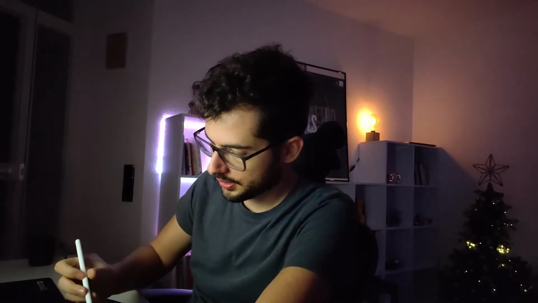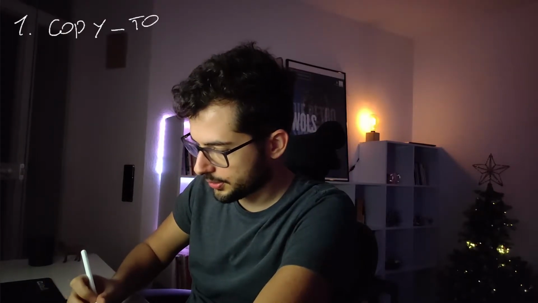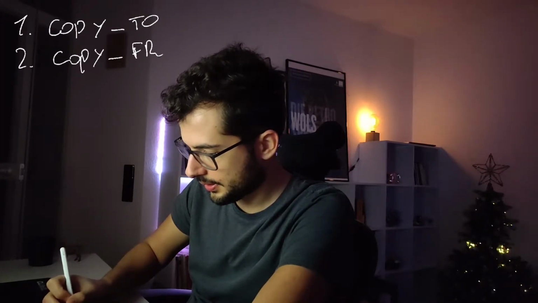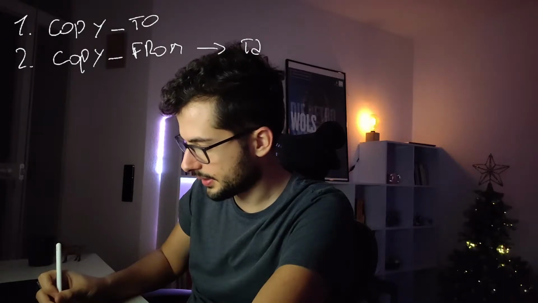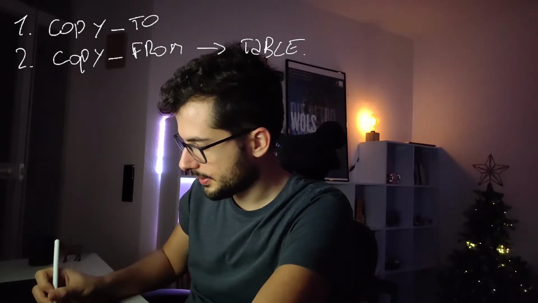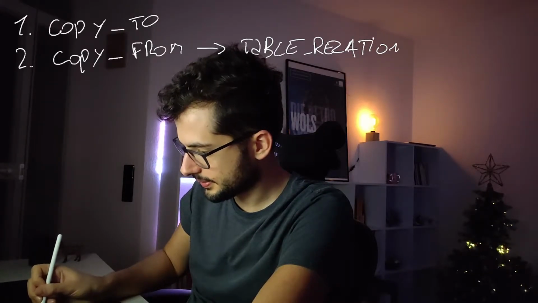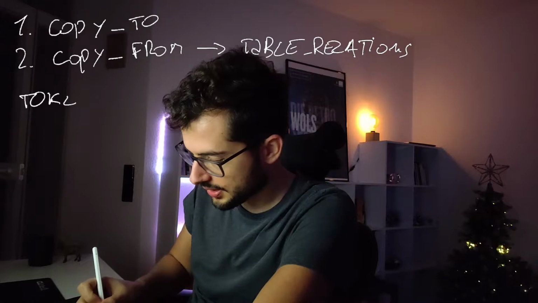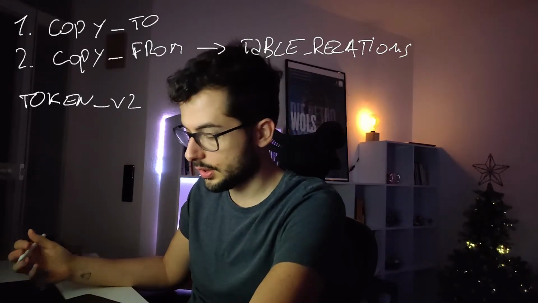So first we are going to define the variables that we are going to use in the script. First we go with a table called copy2. Then there is a table copy from that has relationship with a third table. And we can call it table relation. Then we are going to ask the token of Notion. This token is necessary to connect to your Notion. It's called token v2 in the Notion unofficial API.